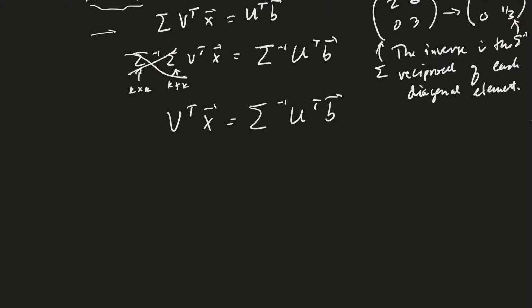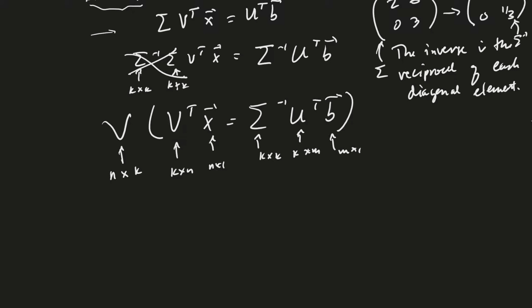Good. Finally, we can multiply both sides by V. And so V is N by K. V transpose is K by N. X is N by 1. Sigma inverse, let's just go ahead and get them all done here. U transpose is K by M, right? And then the B is M by 1.